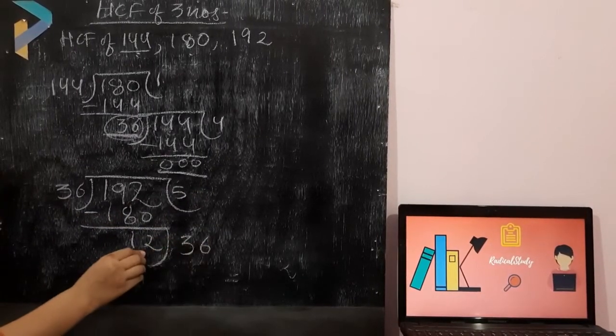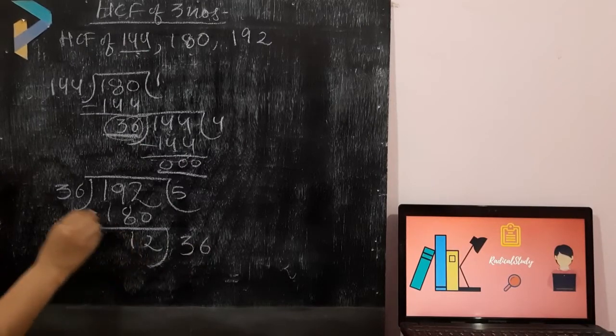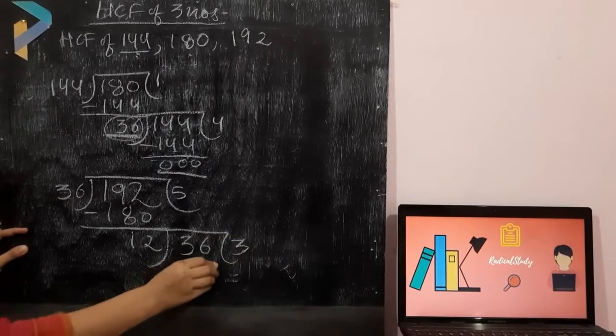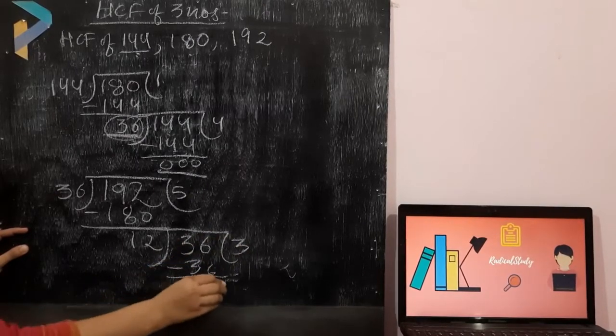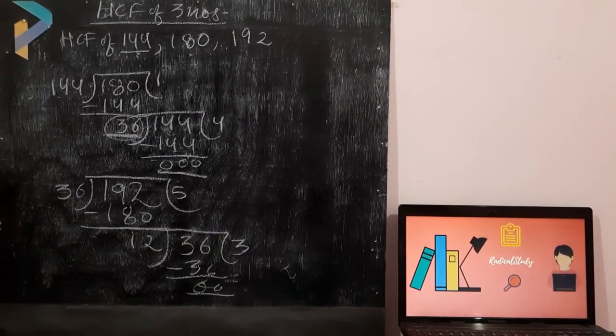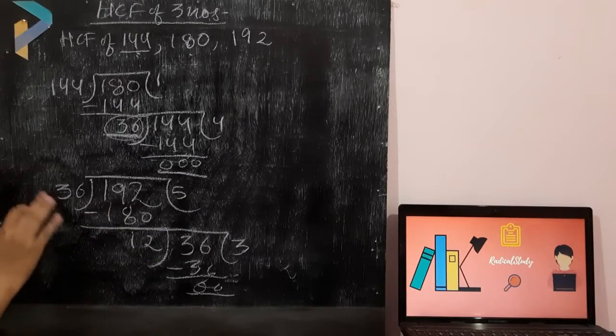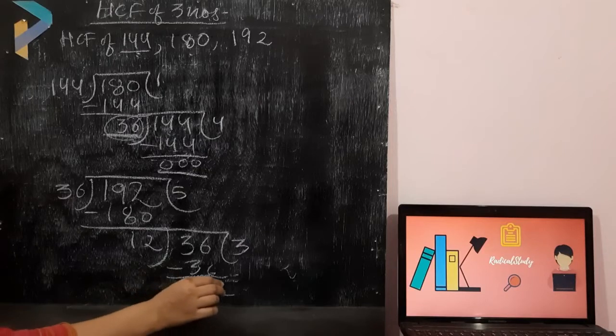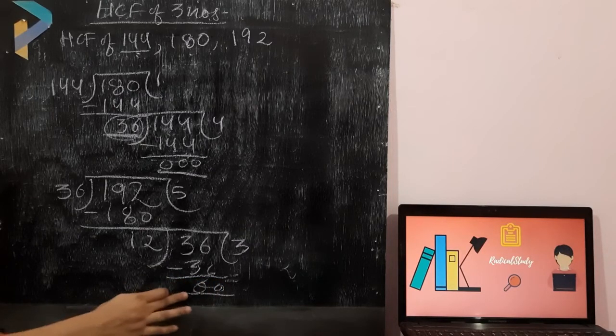Now this 12 will become the divisor and this 36 will become the dividend. Now 12 3s are 36. We have got 0. The same process is repeated. The remainder becomes a divisor. The divisor becomes the dividend. And the same process is repeated until we get 0 in the remainder. Now we have got 0 in the remainder.